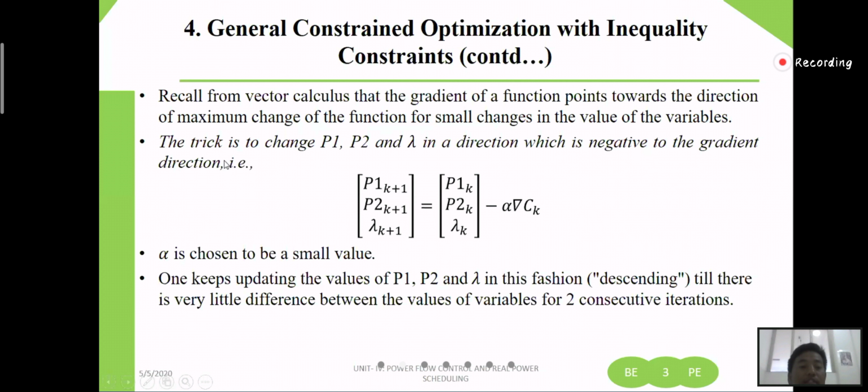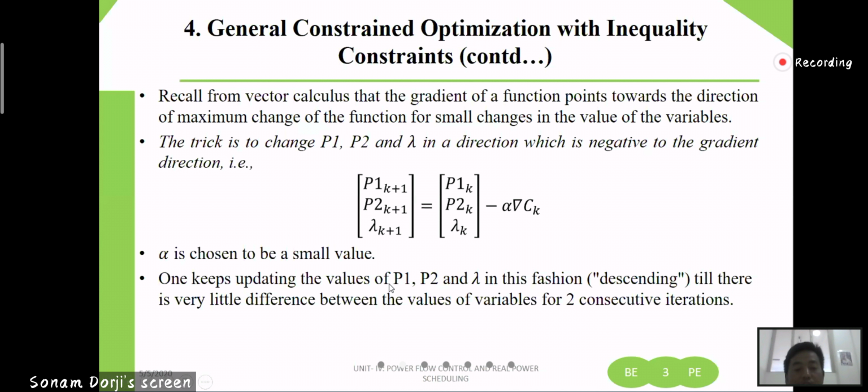Which means the trick is to change p1, p2, and lambda in the direction which is negative to the gradient direction. Keep on changing this, and then you will get a certain value. One keeps updating this value. Second time you will keep on changing again. So k will be equal to 0, then 0 plus 1, k value becomes 1, 1 plus 1 is 2, and so on.